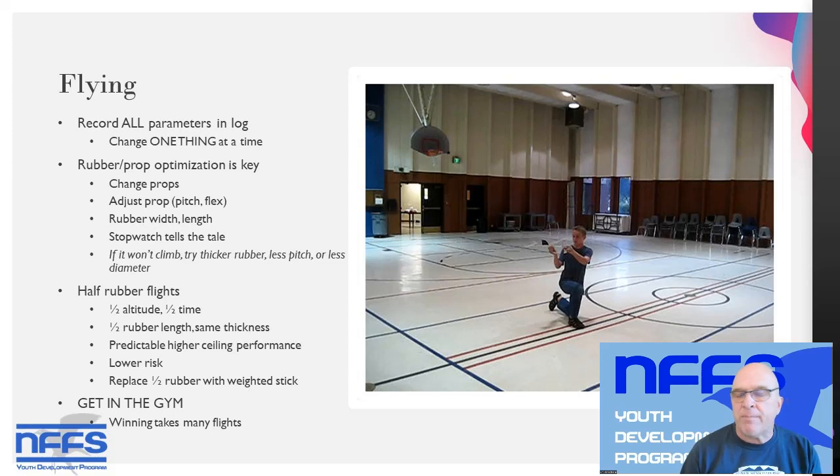You can adjust the propeller: adjusting the pitch of the propeller, adjusting the flex on a flaring propeller, adjusting the diameter of the propeller, perhaps trimming a little off the diameter if you need a smaller propeller. You can adjust the rubber width and the rubber length of the loop at 2 grams. You want to be right at 2 grams. But the different combinations, as you try things, the stopwatch is going to tell the story.